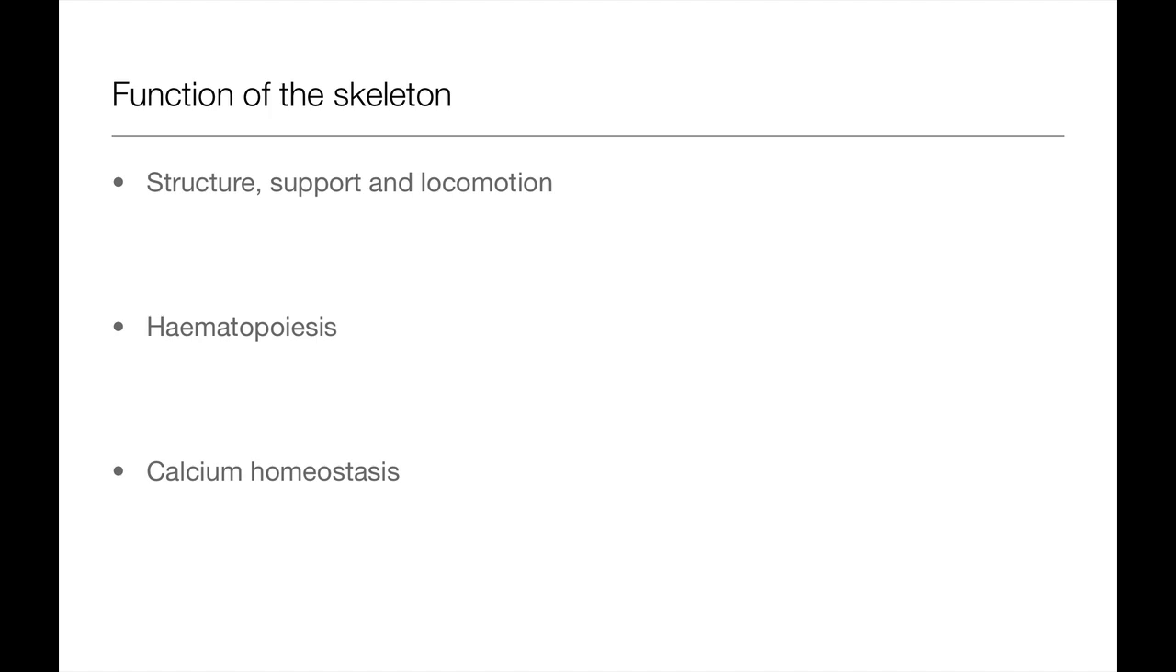The skeleton is not just for structure, support, and locomotion. Bone marrow is an important site for hematopoiesis. Bone is essential in salt and acid-base homeostasis, particularly calcium via vitamin D and parathyroid hormone.